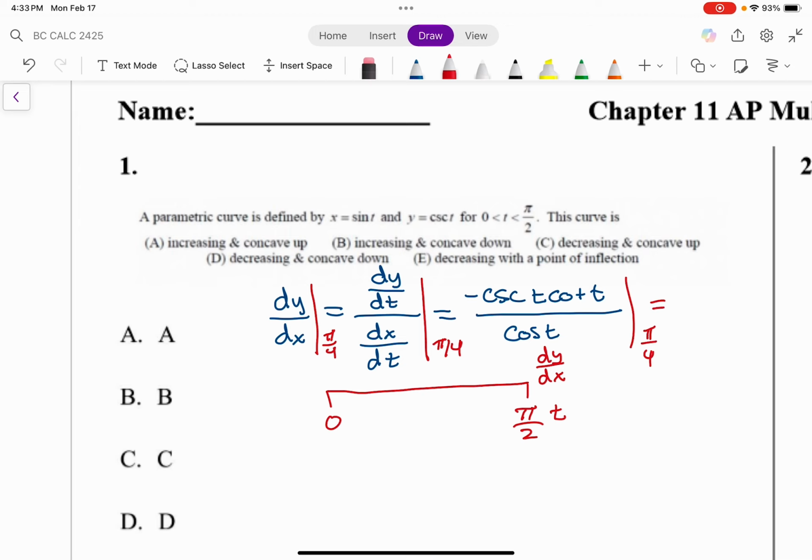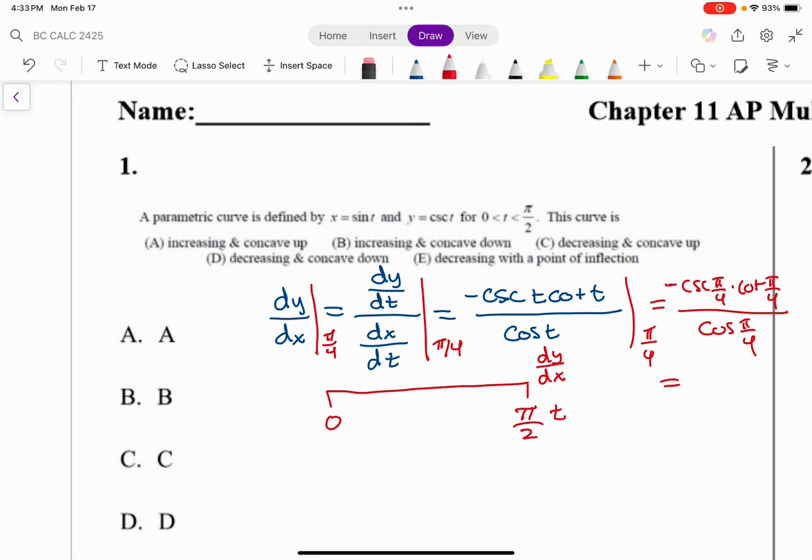So this would be negative cosecant of pi over 4 times cotangent of pi over 4 divided by cosine of pi over 4. The only thing we really care about is whether this is positive or negative. Pi over 4 is in quadrant 1, so all the trig functions are positive, but this negative is going to make it negative.